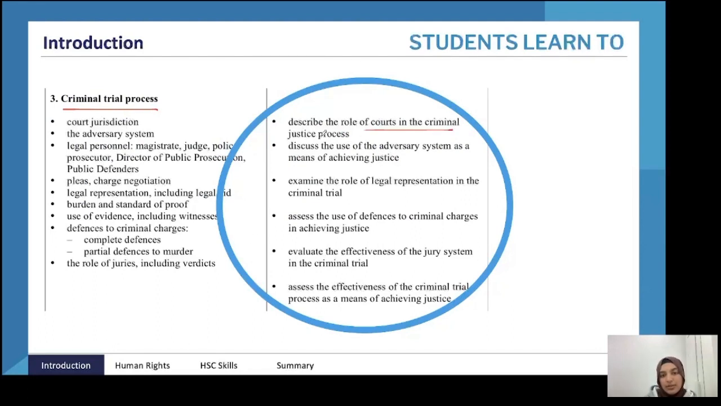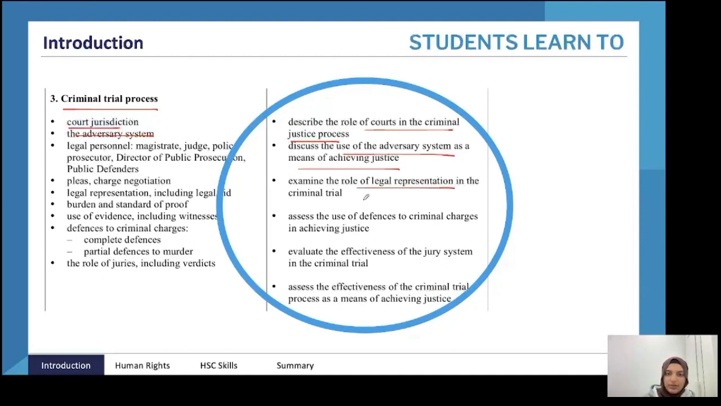Describe the role of the courts in the criminal justice process. Right, you go through the court jurisdiction, the adversary system. You then look at, discuss the use of the adversary system as a means of achieving justice. So you learn about the adversary system first, and then you apply it. How does it help achieve justice? What does it do? What are its characteristics as well?